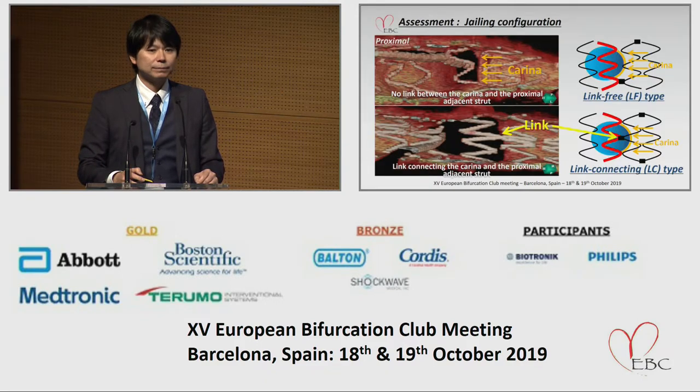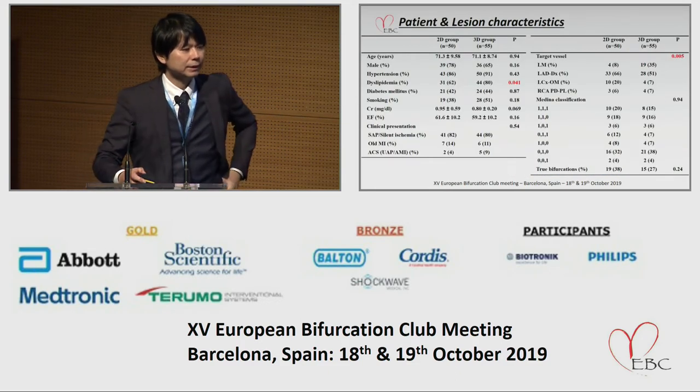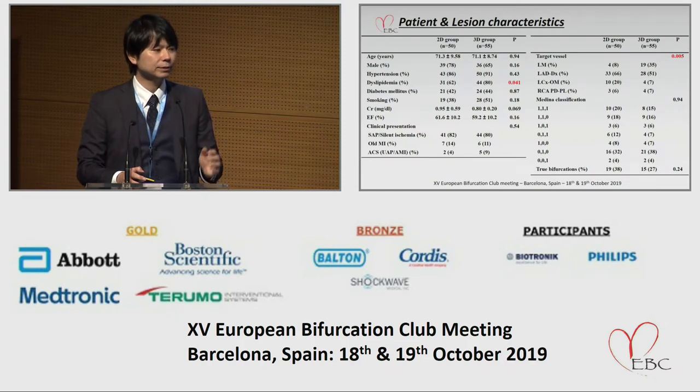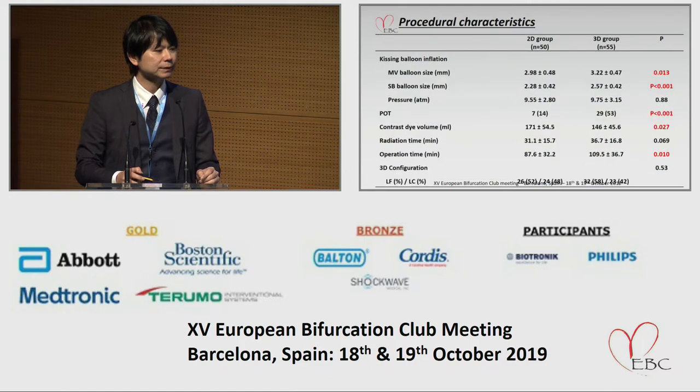We also classified the jailing configuration into two patterns. The link-free type with no link over the carina, and the link connecting type with the link on the carina, connecting the carina and the stent strut. In the characteristics, LM bifurcation lesion is more frequent in the 3D group, and the vessel size and the bifurcation angle were larger in the 3D group. And the rate of the POT was more frequently performed in the 3D group.